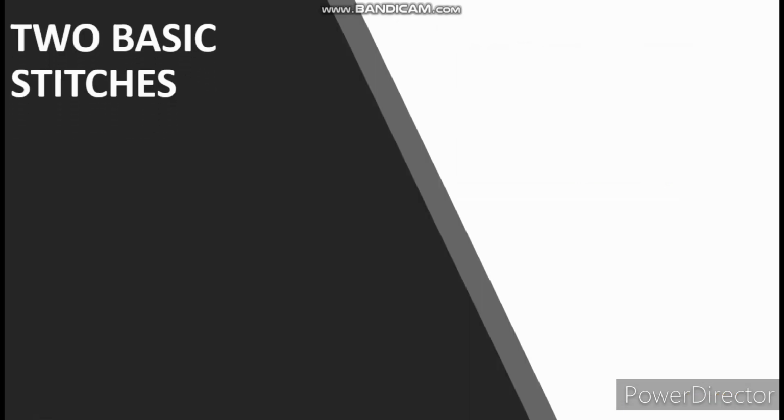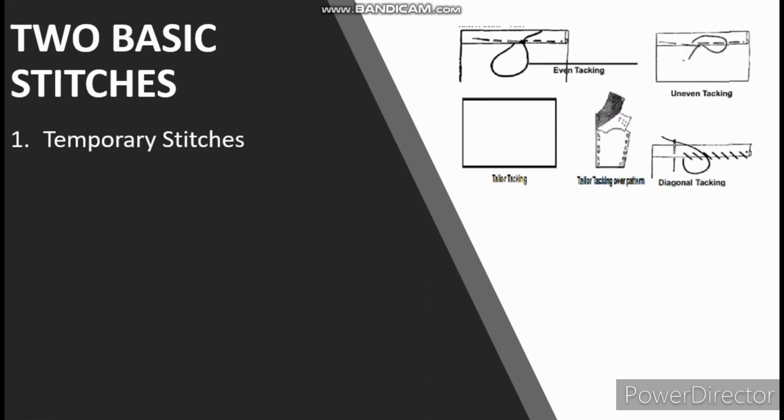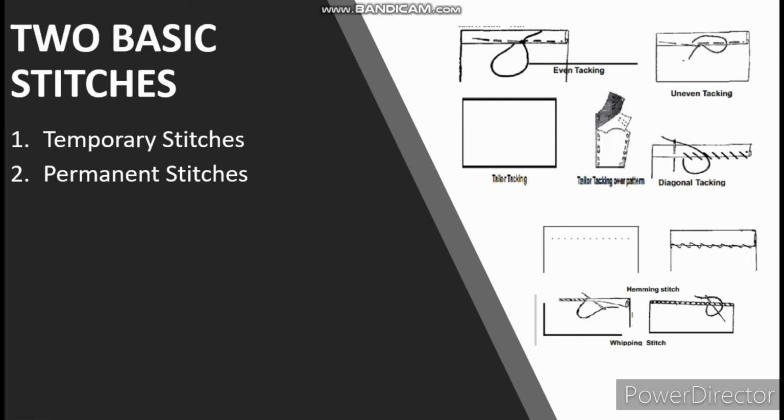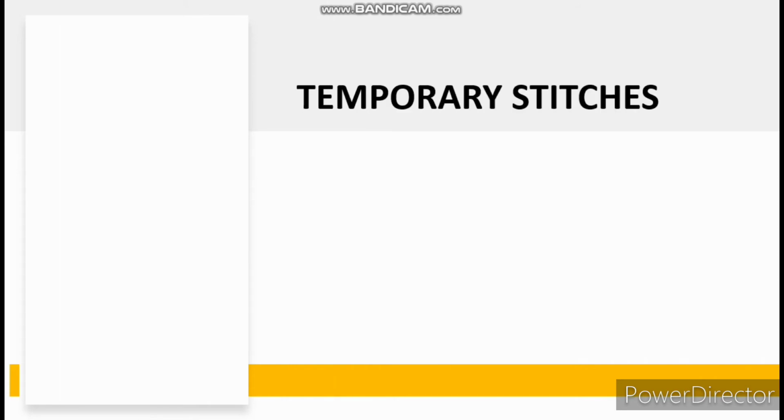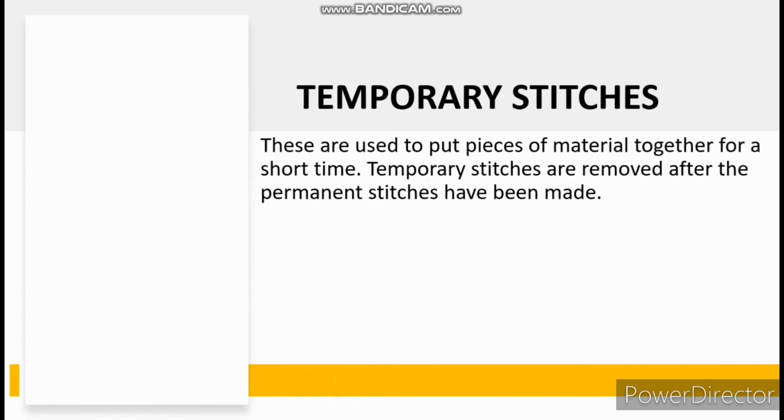The two basic types of stitches are temporary stitches and permanent stitches. Temporary stitches are used to put pieces of materials together for a short time. They are removed after permanent stitches have been made.